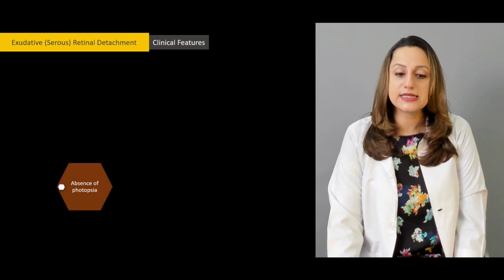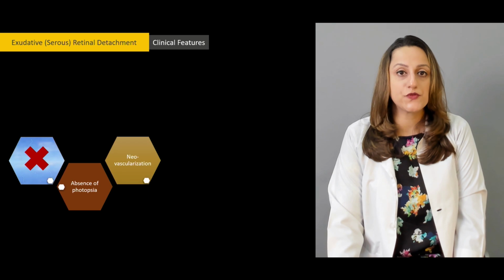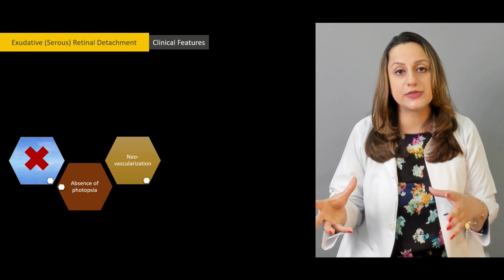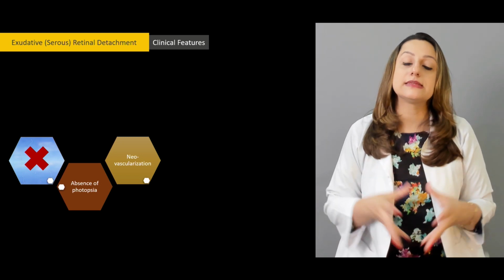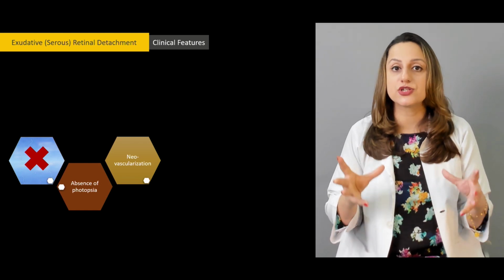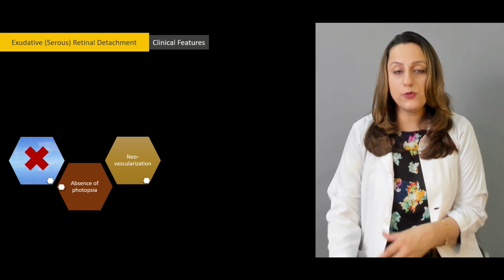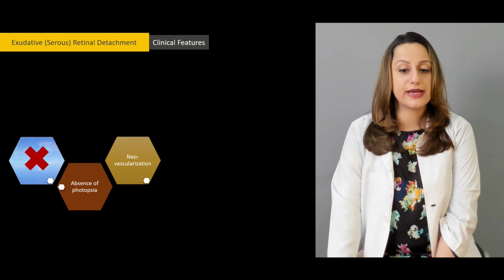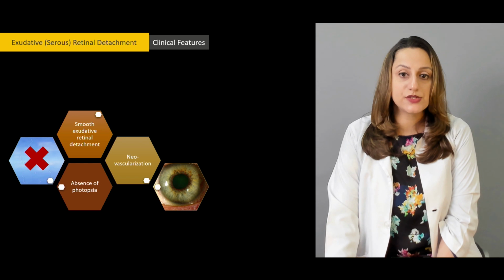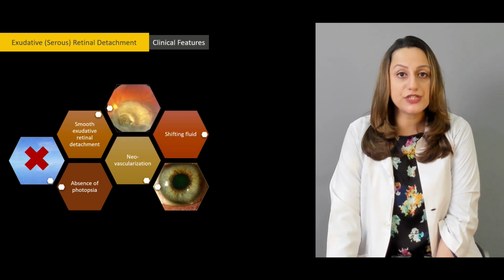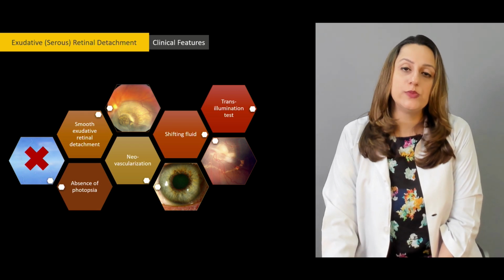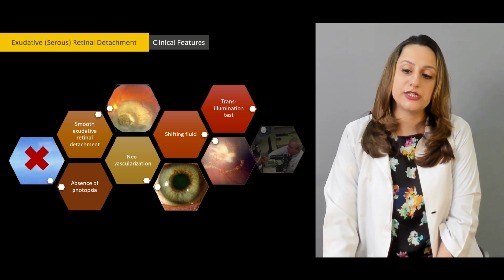The clinical features in these cases would be the absence of photopsia. So if we compare it with the primary retinal detachment, the main complaint or the main symptom over there was the development of photopsia, the floaters or the flashes of light that we talked about. And then we can also observe the neovascularization in these patients. There is a smooth exudative retinal detachment. There is a shifting fluid phenomenon that is observed. And then we have the trans-illumination tests that are performed for these patients.